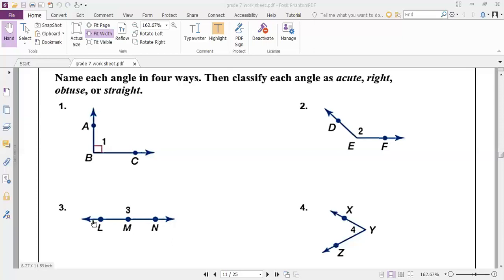If we have this straight angle, it means the angle is equal to 180 degrees, so this angle is a straight angle. If the angle is less than 90, like angle XYZ, it is called acute. So the first one is right, number 2 is obtuse, number 3 is straight, and number 4 is acute.